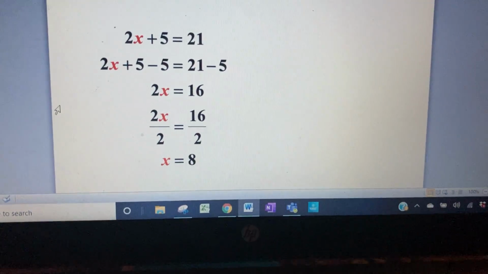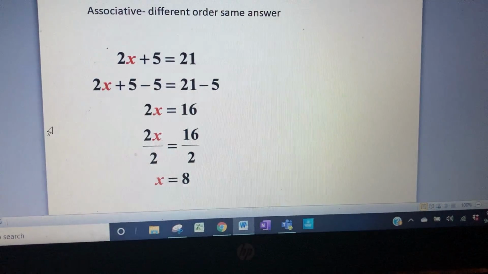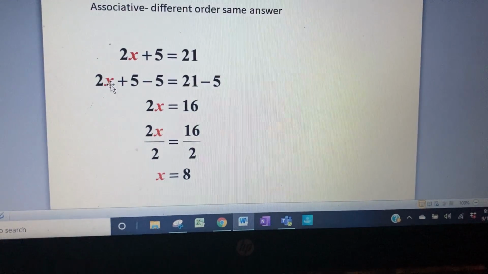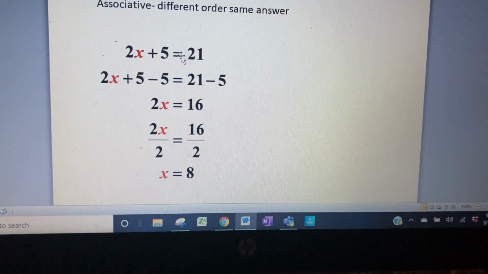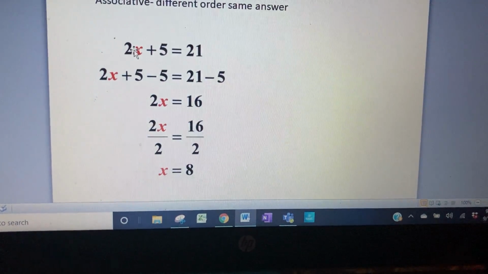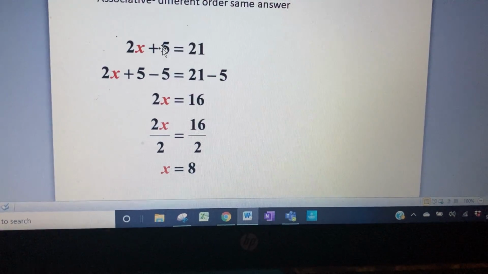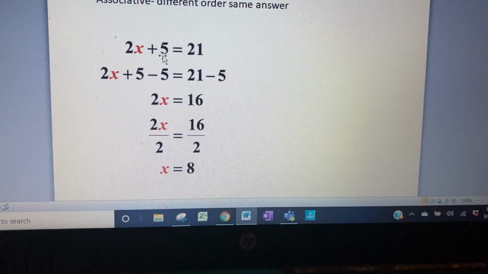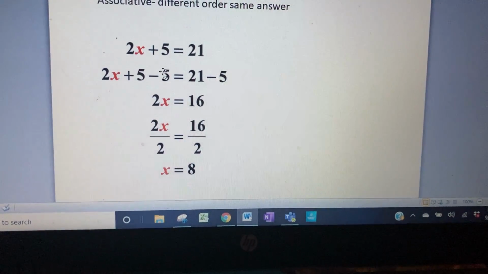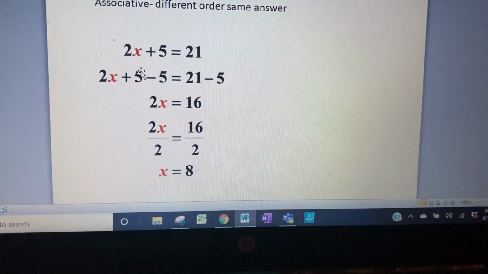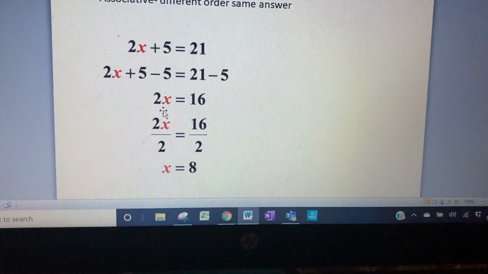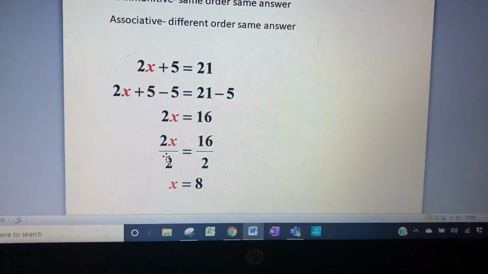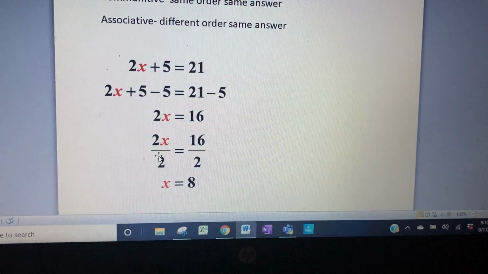All right, so I'm going to go to the next set of properties. These can be real basic as far as their definitions, but when to use them can be a little confusing. If you have 2x plus 5 equals 21 and you need to get x by itself, you've got to get rid of stuff in reverse order of operations. So you need to subtract 5 from both sides. That's just called the subtraction property. Then if I need to use division to undo this too, that would be the division property. If you ever had to undo subtraction, that would be the addition property.